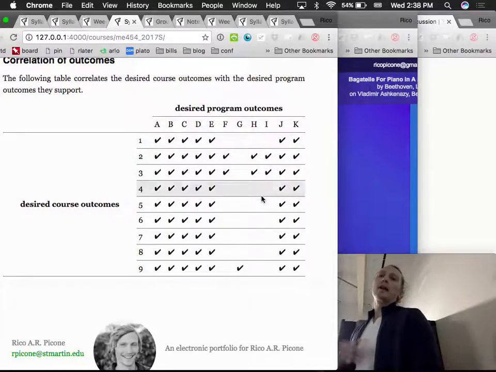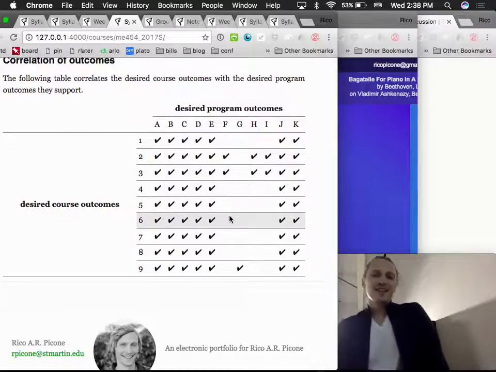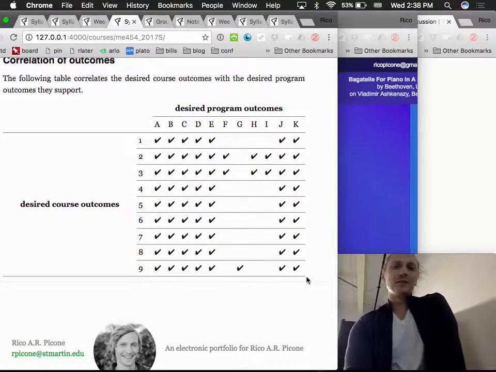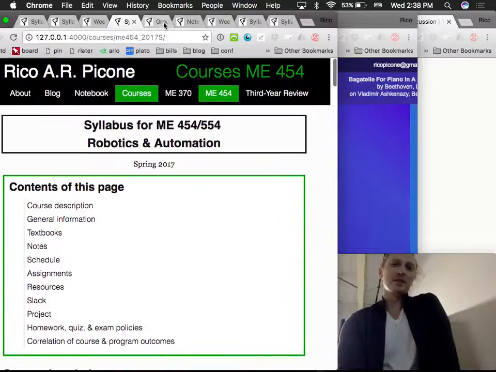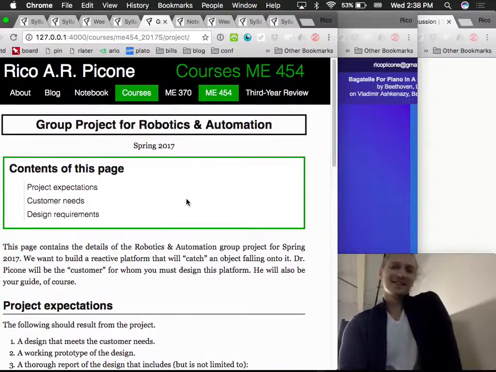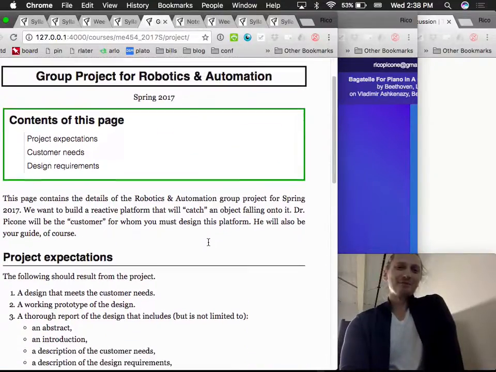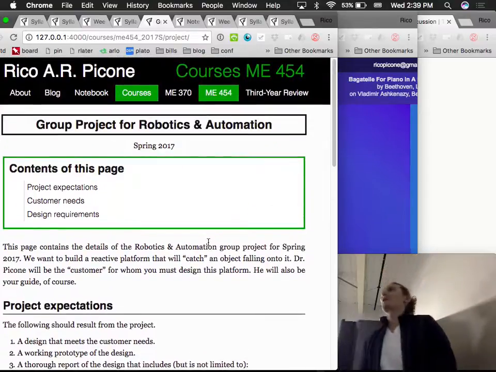I mean, I don't want to be immodest, but I think most of it has to do with how nice this table is with the check marks and the hovering highlighting. I think that's most of it. So, I don't like to toot my own horn, but sometimes it just needs to be tooted. Sorry. So, let's talk a little bit about the project.